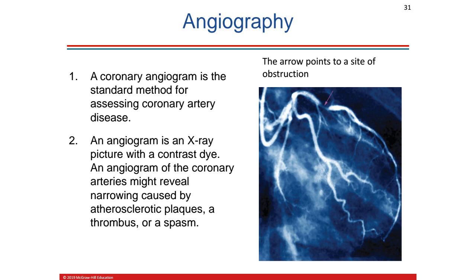This is a picture of an angiogram here showing a site of obstruction. So an angiogram is an X-ray picture with a contrast dye. An angiogram of the coronary arteries might reveal narrowing caused by atherosclerotic plaques, a thrombus, which is a type of stationary blood clot, or it could be a spasm. A coronary artery spasm is a sudden tightening of the muscle within the arteries of the heart. And this can actually prevent blood flow to your heart and also cause a heart attack.